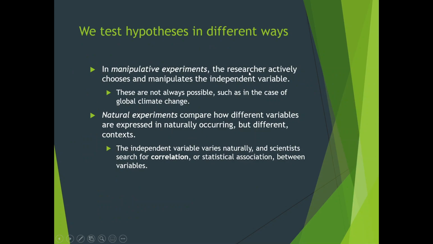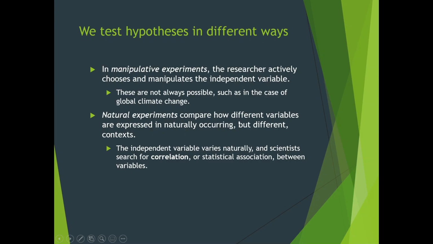In manipulative experiments, the researcher actively chooses to manipulate the independent variable. So they'll take the y, or one of the variables on the right hand side of the equation, and change it up or down and see how that affects the dependent variable of the equation. These are not always possible, though, such as in cases of global climate change. We can't really change some of those things.